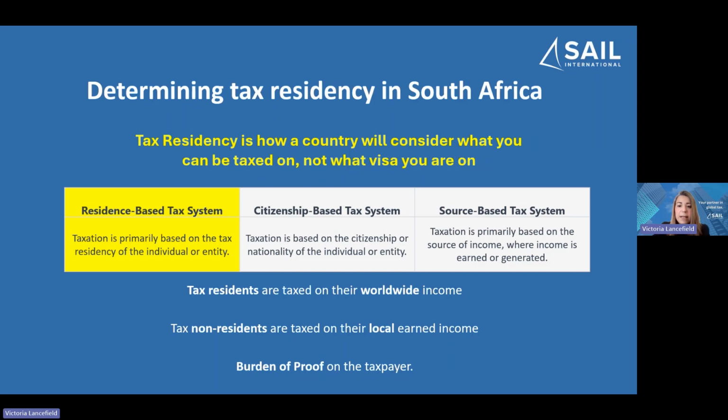Citizenship-based system. Under this system, taxation is determined by an individual's citizenship or nationality rather than their place of residence. Citizens are taxed on their worldwide income regardless of where they live or earn their income. This can create complex tax situations for expatriates who may be liable for tax in multiple jurisdictions simultaneously. For instance, the United States employs a citizenship-based tax system, meaning that US citizens must file and pay taxes on all their global income, irrespective of their current country of residence.